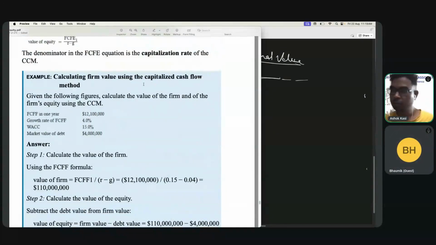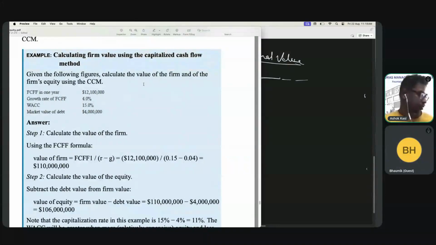Let's go through this question. Sir, I'll try this. So FCFF in 1 year, growth rate 4%, WACC, and then market value. So what is the question? Calculate the value of the firm. So the value of the firm is FCFF in 1 year.